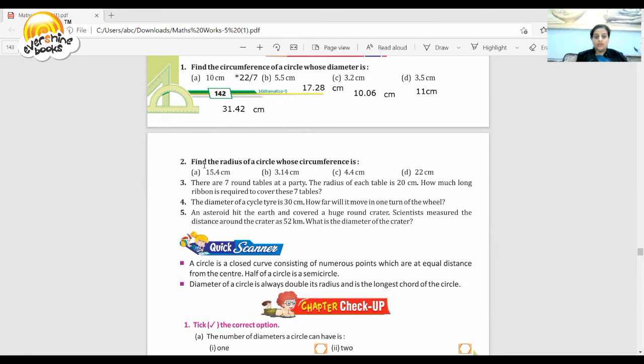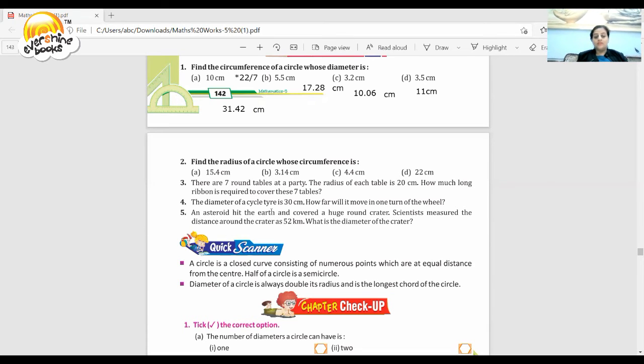Likewise, now you have to find the radius of a circle whose circumference is given. I have told you the formula. In that you have to apply that formula. Now there are 7 round tables at a party. The radius of each table is 20 centimeters. How much long ribbon is required to cover these 7 tables? First of all, you have to take out the diameter, then the circumference, then you are able to take out the quantity of ribbon that is required.